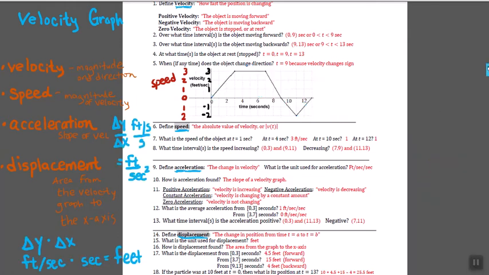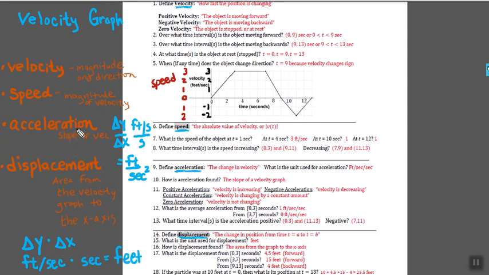Okay, the final topic for a velocity graph is to understand what displacement is. So a reminder, the displacement means the change in the position from a time 1 to a time 2, or time A to time B. And the unit is usually going to be feet, but let me show you how the unit gets created.